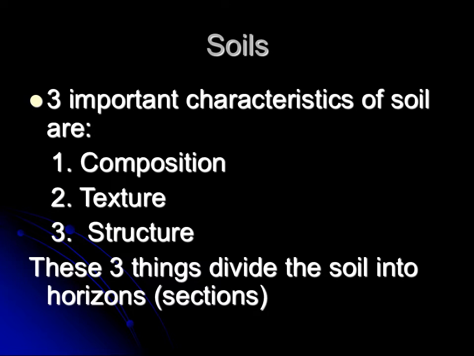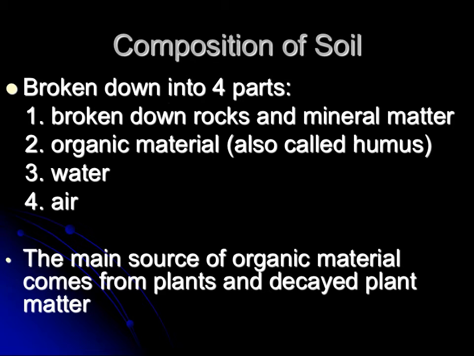There are three important characteristics of soil: composition, so what the soil is made of; texture, how it feels; and structure. These three things divide the soil into different horizons, and those horizons are basically different sections.